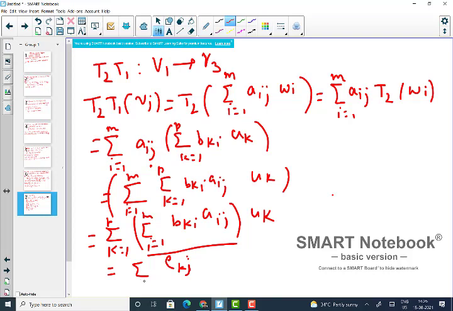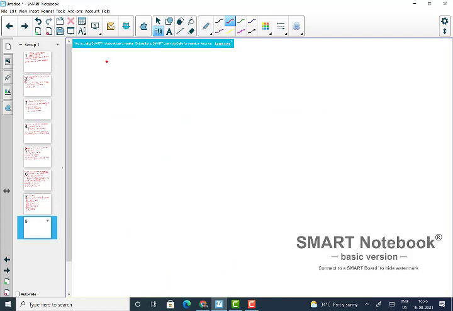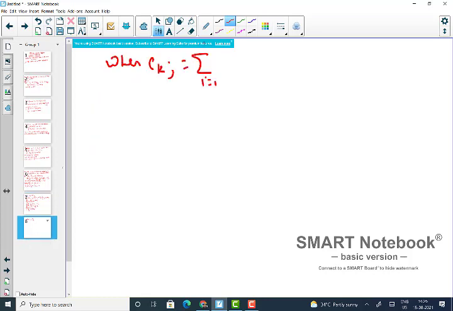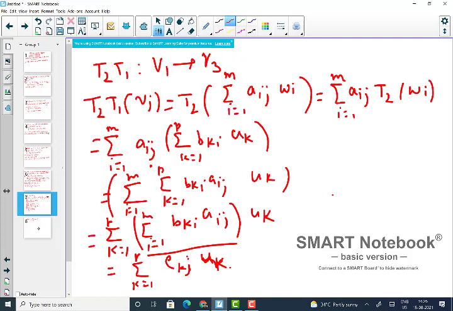So k equal to 1 to p, UK. Okay, now this is c. What is ckj? ckj is summation i equal to 1 to m, BKI and then Aij, right? Exactly.